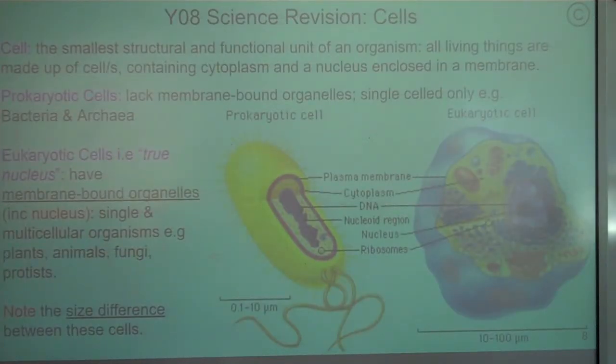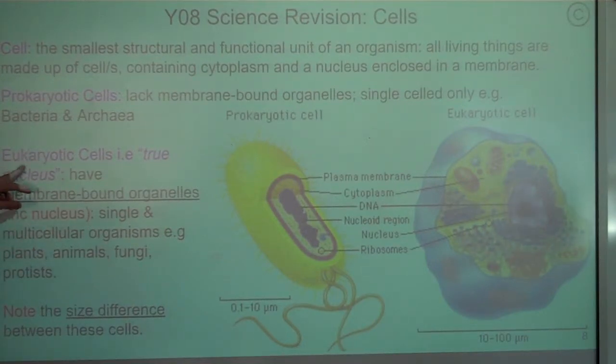Okay. This is from year 8. I didn't teach you last year, but I put this up for the prokaryotic and the eukaryotic bit. Prokaryotic cells don't have membranes inside. All of the stuff inside the cell just floats around freely. Okay, so there's no nuclear membrane or anything like that, just the DNA floating around.